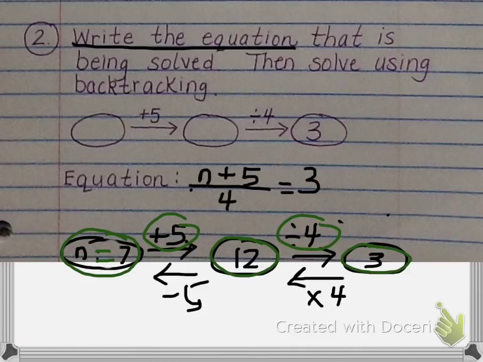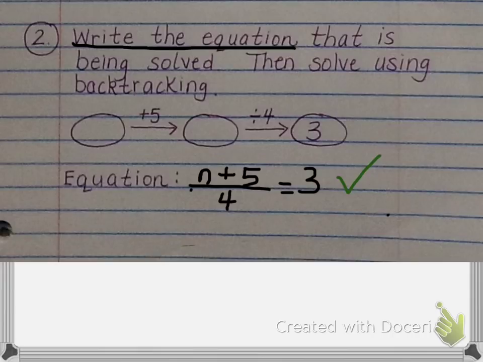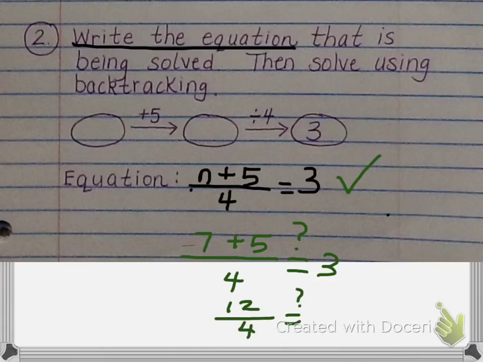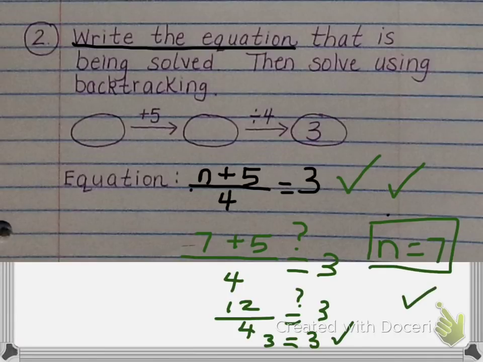The second way to check is to make sure my equation is correct. So we're going to plug in 7, or substitute 7, in for n. So now instead of n plus 5 over 4 equals 3, I'm going to plug in my solution of 7 plus 5 over 4 and say, does it equal 3? 7 plus 5 is 12 over 4. Does it equal 3? And yes, 3 equals 3. It does check out. So now I know my equation is correct and my solution, n equals 7, is correct.